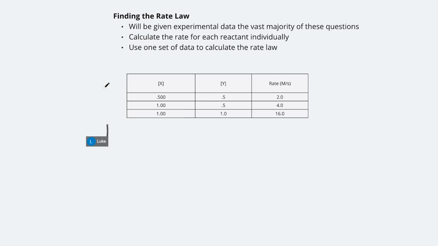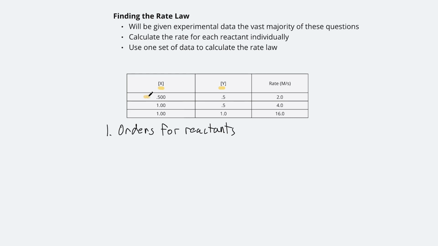So first we need to find the orders for the reactants. And they're always going to present the data to you in this exact same way. So if you look at this table, we have the concentration of x and the concentration of y. So to find the order of x, we need to look at in what situation does x change but y stays the same, and then see what happens to the rate for those situations.